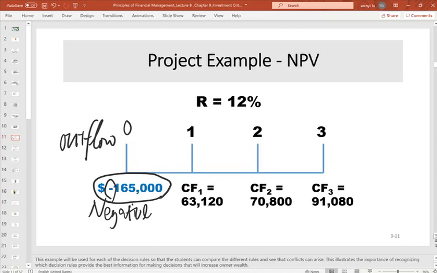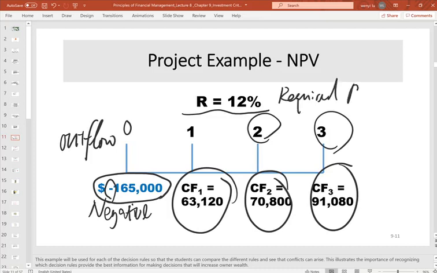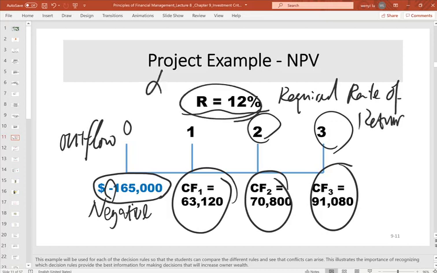Once you invest this money, you will receive money in the future, in the next 3 years. The first year you get $63,120. In the second year, you get $70,800. Then the third year, you get $91,080 for this project. Based on the risk of this project, you are asking for a 12% return. This is the required rate of return, so this is your discount rate.